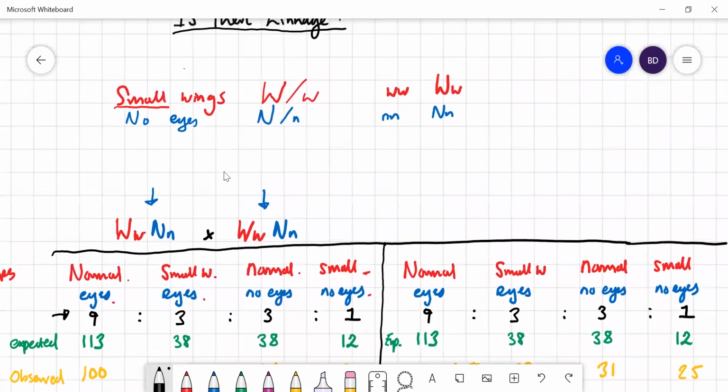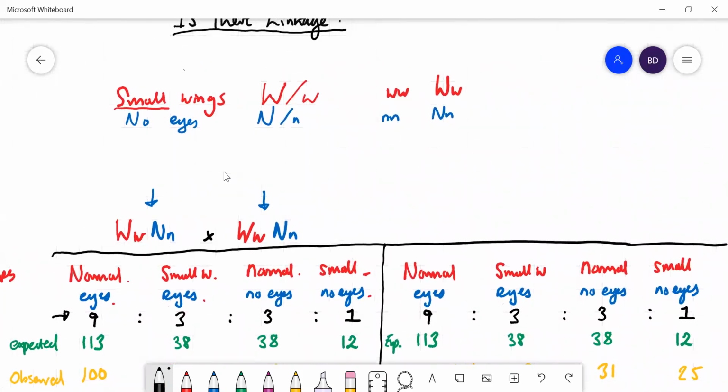So each time, if you get the 9:3:3:1 ratio, you would expect 113 to be normal. Again, how do we work that out? Well, we work it out from 9/16 multiplied by 200. There's 200 flies altogether, is 113. Okay, so that's how I did that. You get 38 with a single mutation, 38 with the other single mutation. The double mutation, you should get 12 with that phenotype. Okay, and the same in the right-hand column.